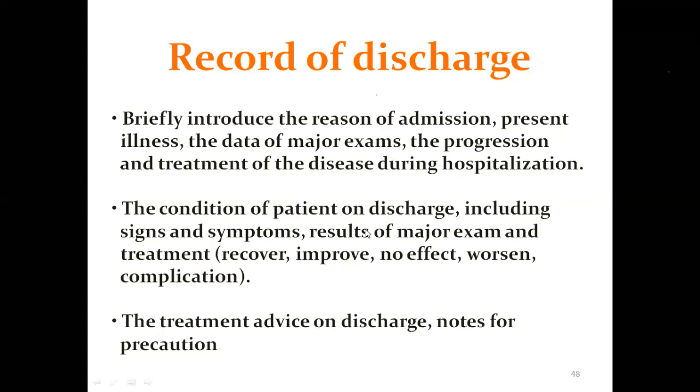The condition of the patient on discharge, including signs and symptoms, results of major exams and treatment, and whether they recovered, improved, did not improve, worsened, or had complications, and treatment advice on discharge, and notes for precaution. For example, if you give this record to the patient, and he takes it to another hospital, the doctor there, when he reads the discharge record, will know what examinations were done, what happened, and what these things were.